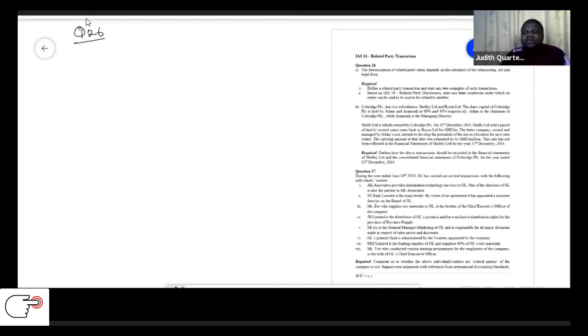A transaction between two or more related parties. The related parties are those that I said have an unbroken chain. There's either an influence or control between them. Are we getting it? Okay.